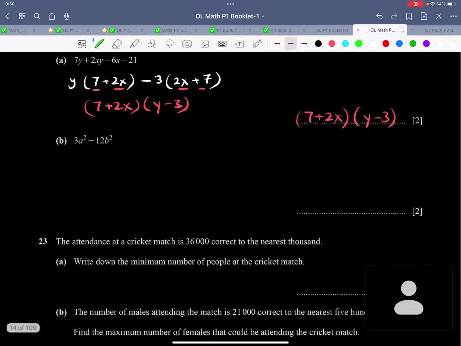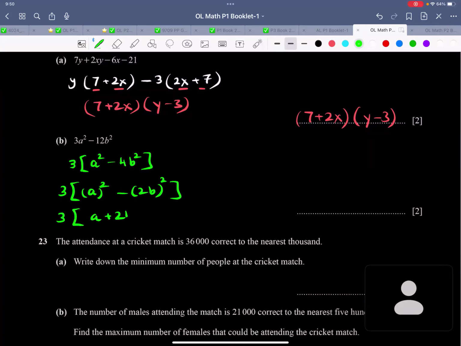This one, the next one, 3a square minus 12b square. Let's take 3 common. This is a square minus 4b square. That is 3 on the outside, a square minus 2b whole square. So therefore, this is 3 times a plus 2b, a minus 2b. That is the answer, a plus 2b, a minus 2b. That is the answer for this particular part.